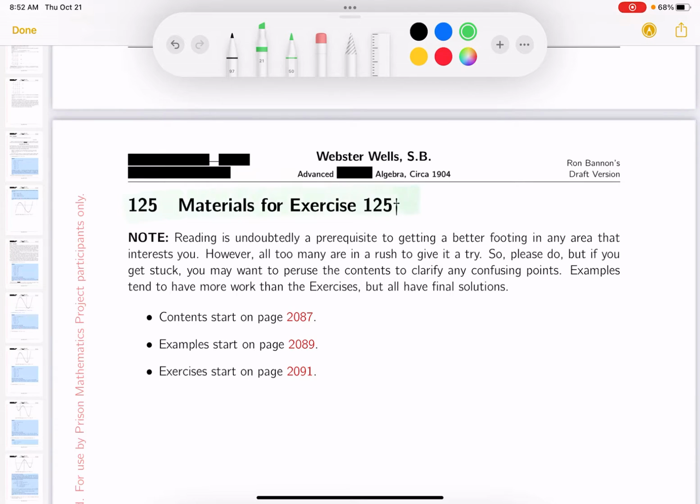Okay, we're in section 125 of the notes. As always, there'll be contents, there'll be examples, and then there's going to be exercises. My name is Ron Bannon. This is a draft version of my adaptation of Webster Wells' Advanced Course in Algebra, which dates back to 1904.